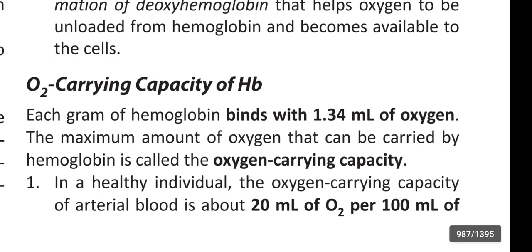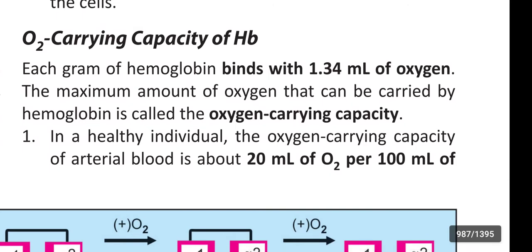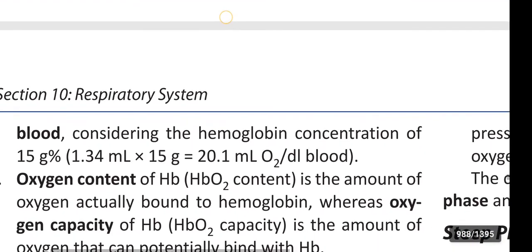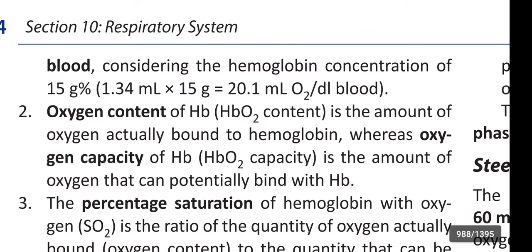In a healthy individual, the oxygen carrying capacity of arterial blood is about 20 ml of oxygen per 100 ml of blood. Considering a hemoglobin concentration of 15 gram percent, 1.34 ml into 15 grams is equal to 20 ml oxygen per deciliter of blood.